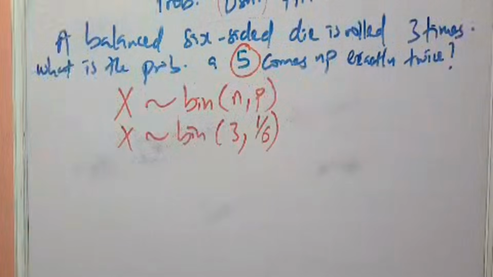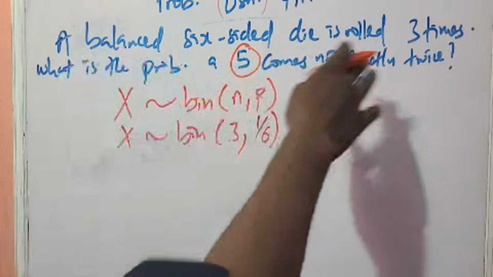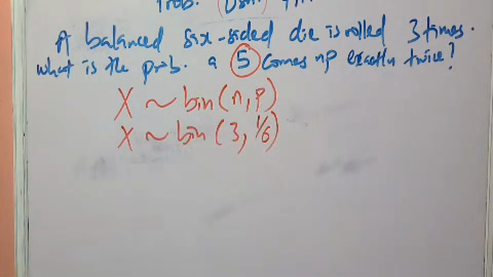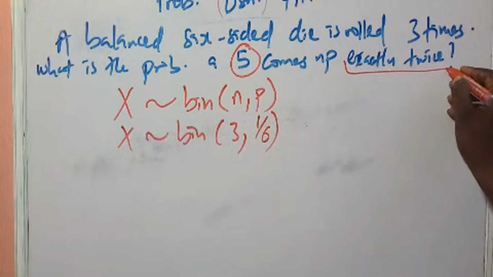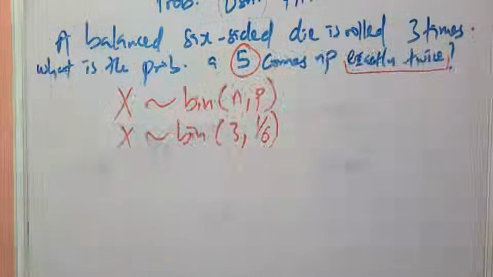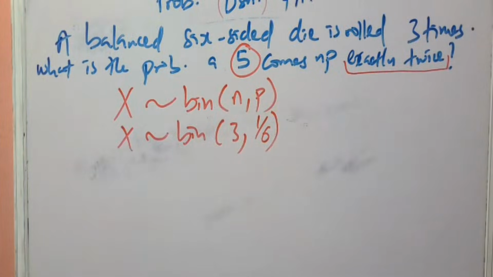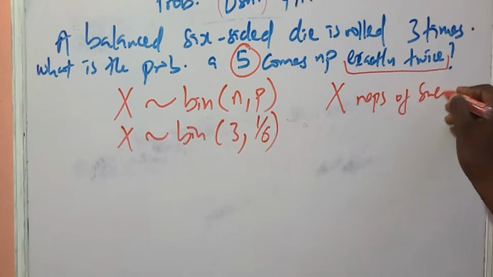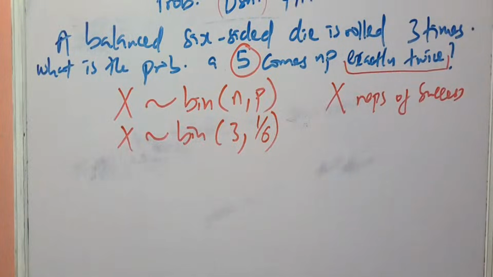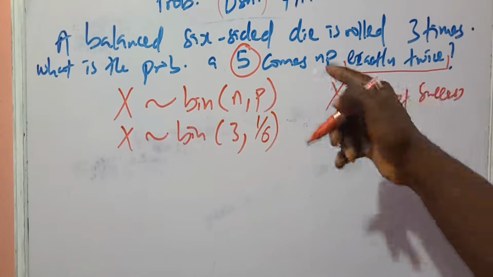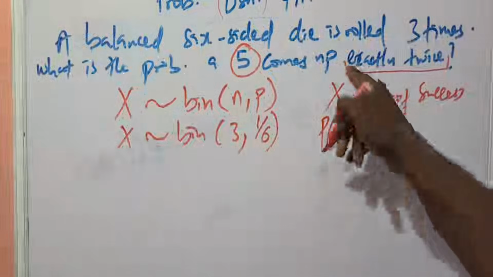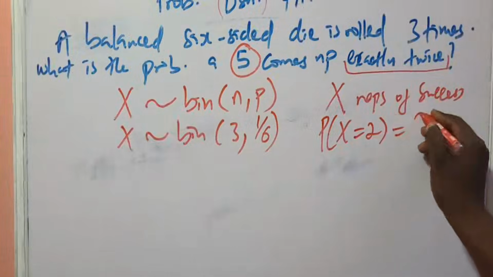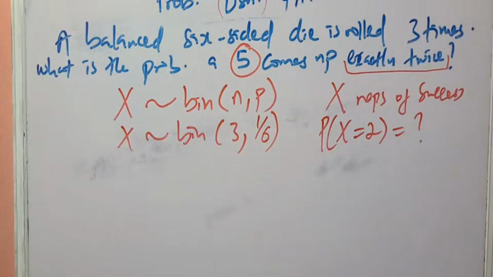So when you have a question like this, find the probability that a 5 comes up exactly twice. Let me talk a little bit on this word exactly twice. That means they are telling you a particular number of successes they want you to find the probability of. I told you that X represents the number of successes, when we were explaining the PMF of a binomial distribution. That means in this case, they're asking you to find the probability that X is exactly twice, equals 2.